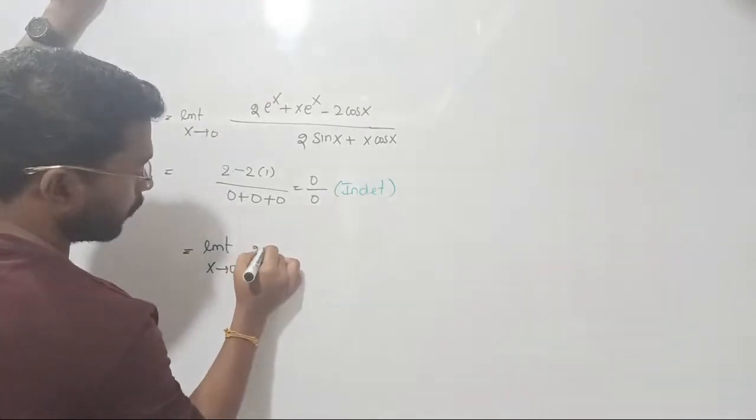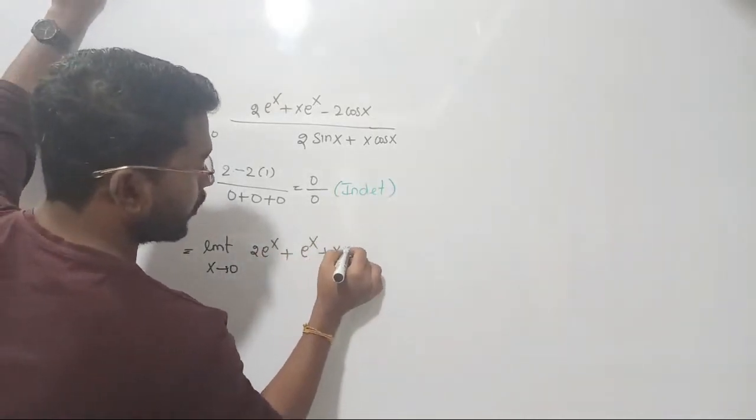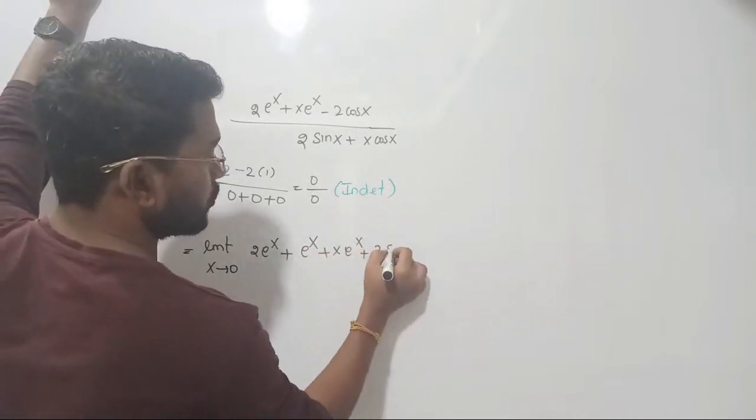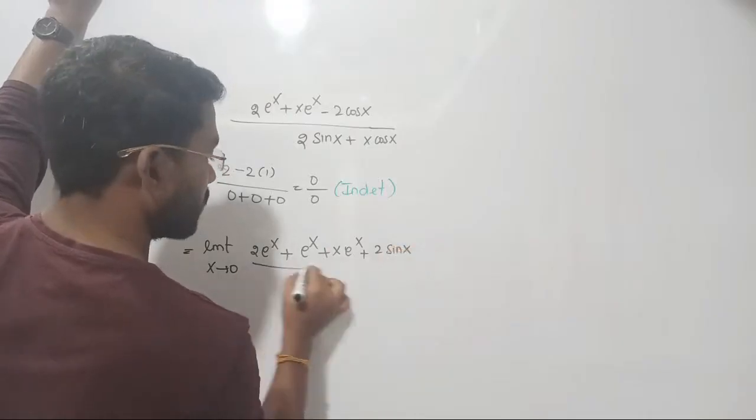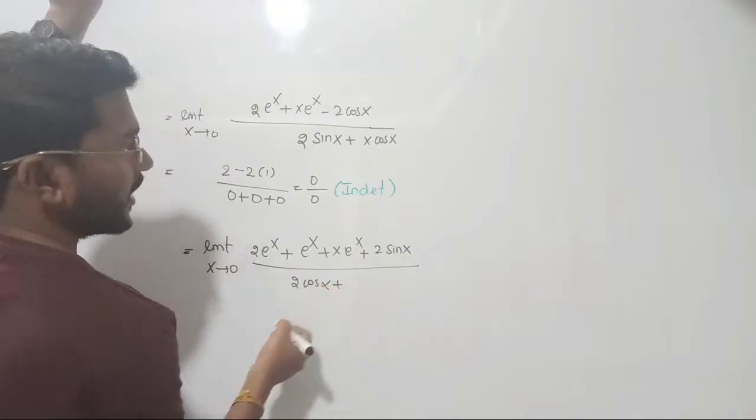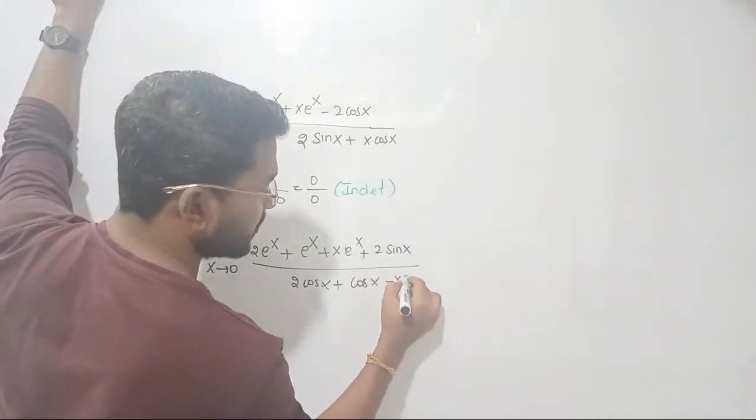Once again, 2 into e power x will become e power x, plus x into e power x will give you e power x plus x into e power x. Minus 2 into cos x will become, once again, minus sin x, such that it will become plus sin x. Upon 2 into sin x will give you cos x plus x into sin x, sorry, x into cos x will give you cos x minus x into sin x.